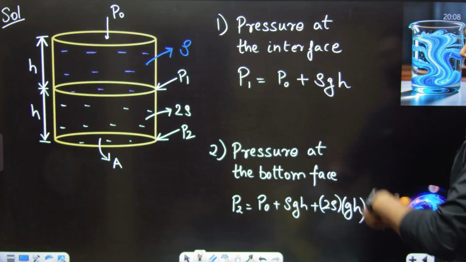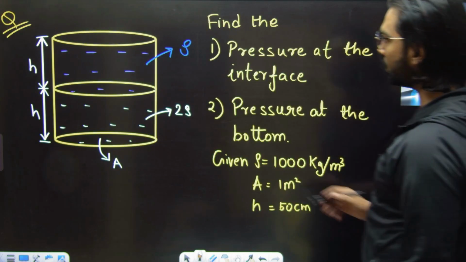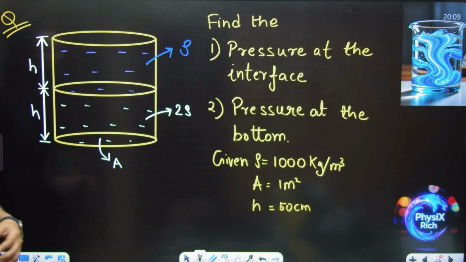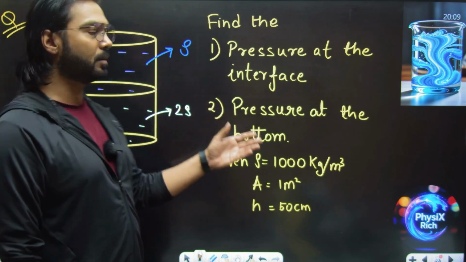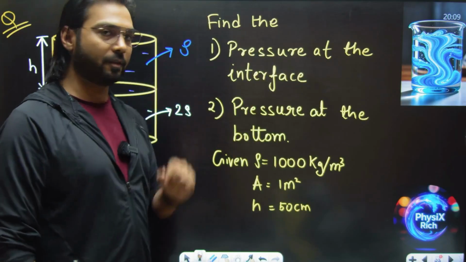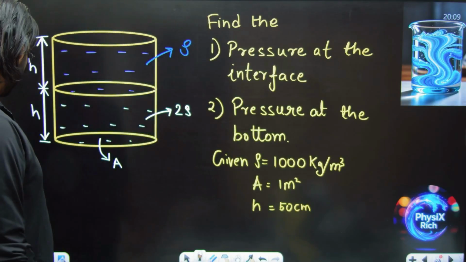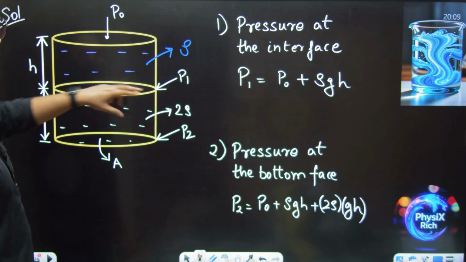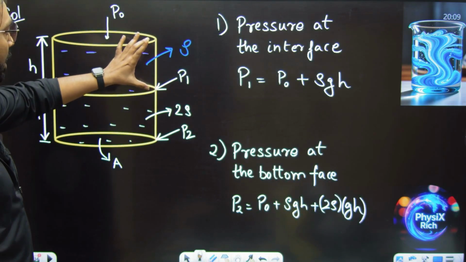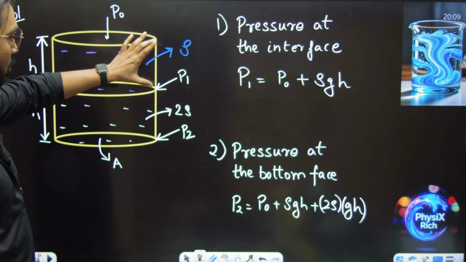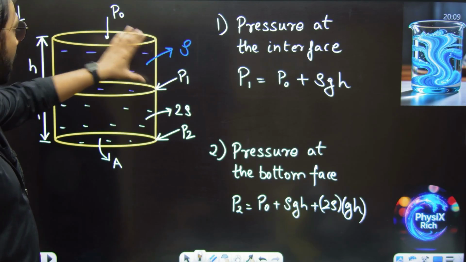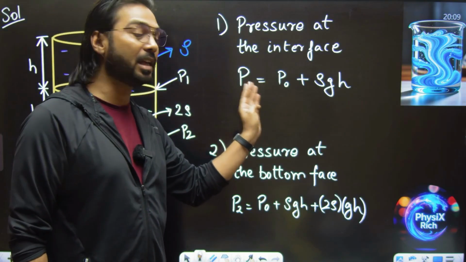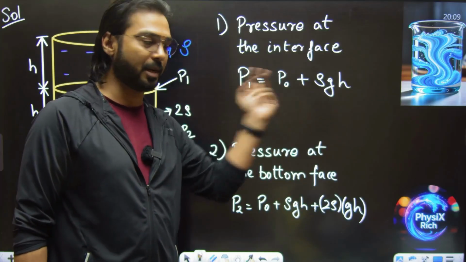Let's take a look at this question. What is happening over here? He's asking you to find the pressure at the interface. Well, we can easily see that the pressure at the interface will be P1. There is only rho liquid on top of it for an H height. So P1 equals P naught plus rho gH will be the pressure.